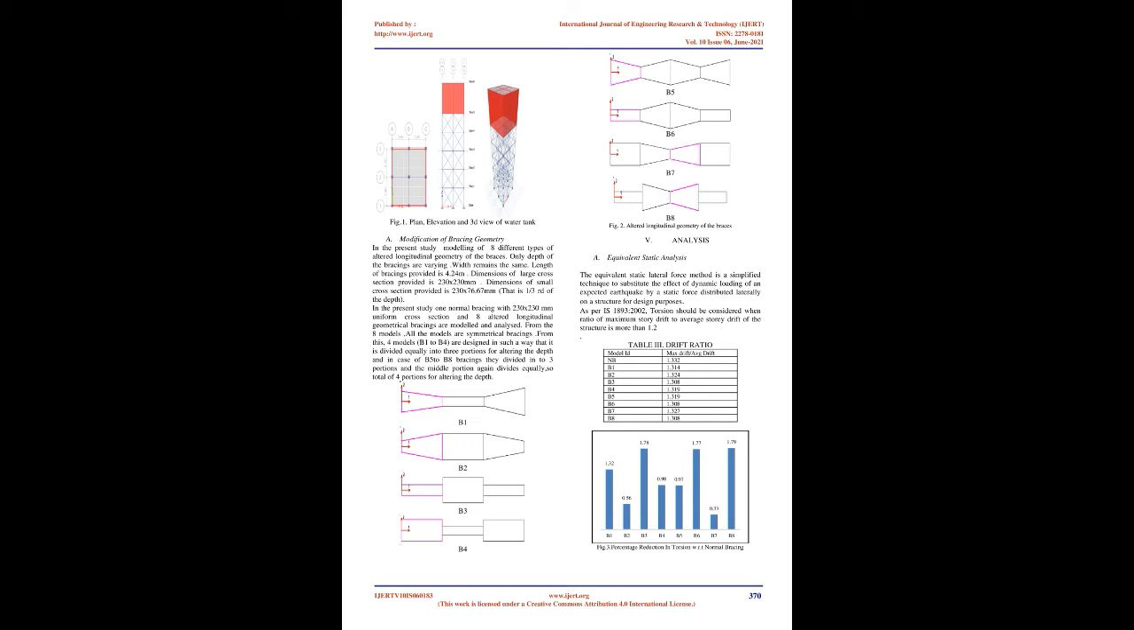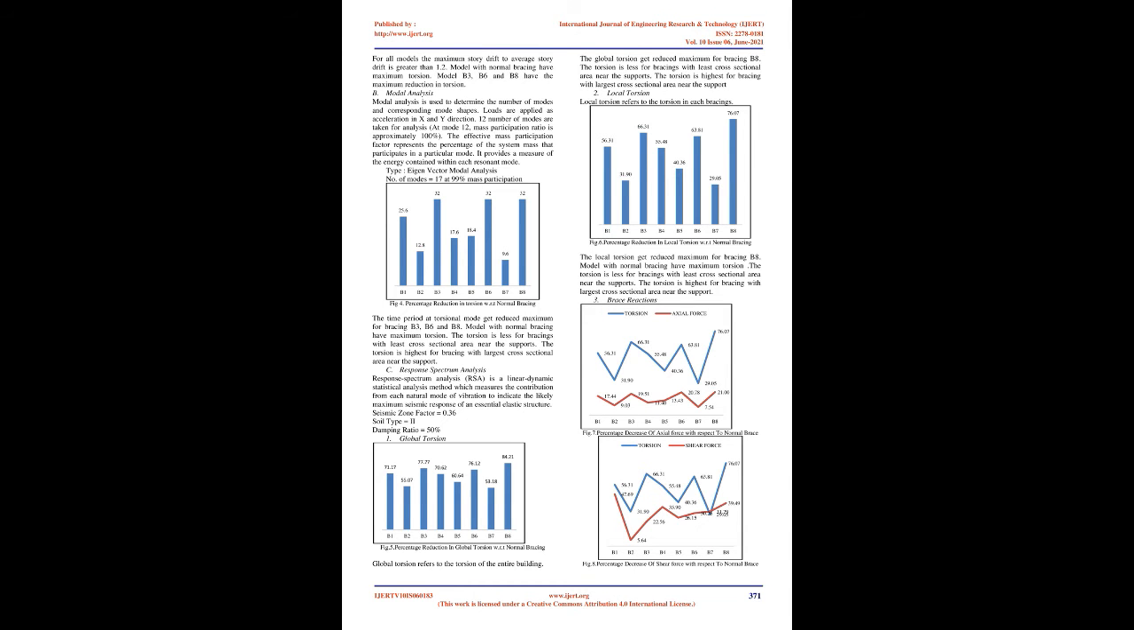The global torsion get reduced maximum for bracing B8. The torsion is less for bracings with least cross-sectional area near the supports. The torsion is highest for bracing with largest cross-sectional area near the support too.